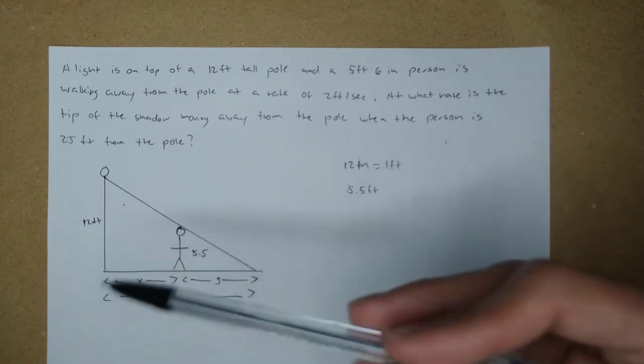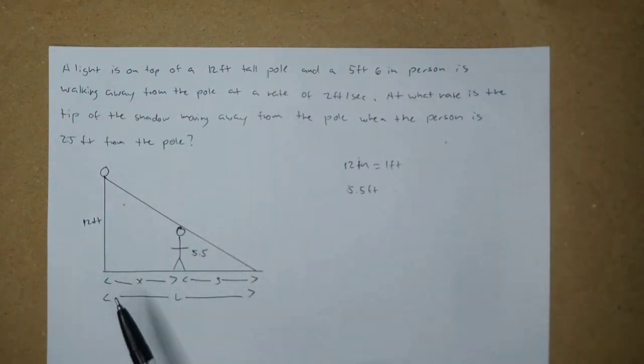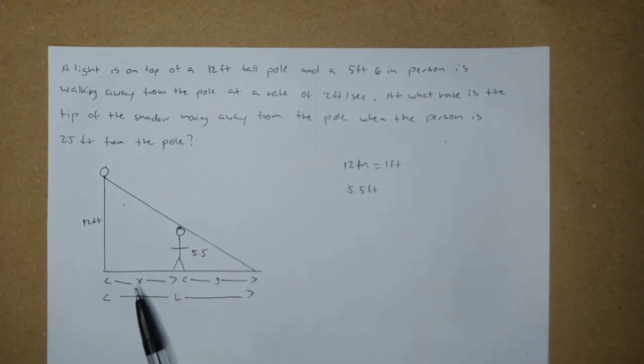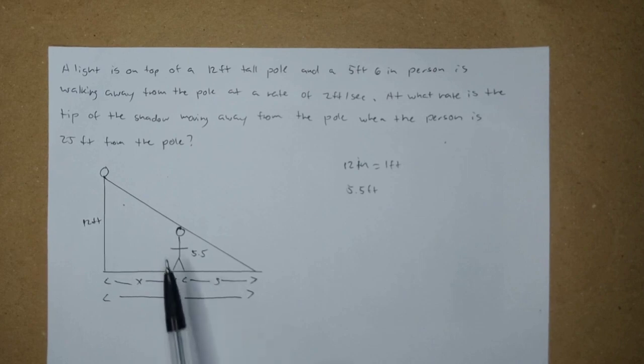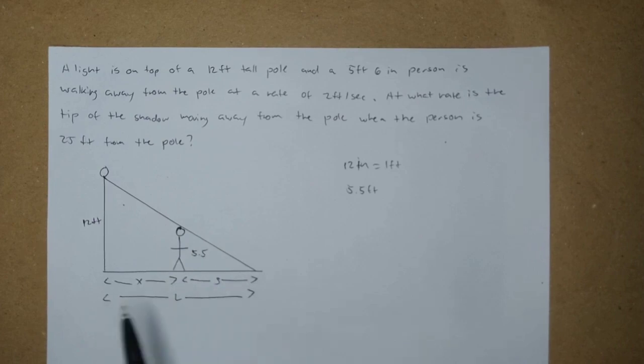First we need to know the distances between the elements. So first we have here the x. The x represents the distance from the pole to the person. Then the s represents the distance from the person to the tip of the shadow. And the L represents the distance from the pole to the tip of the shadow of the person. So now what we are going to do next.